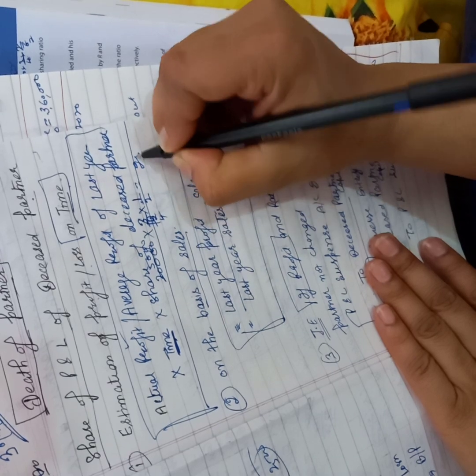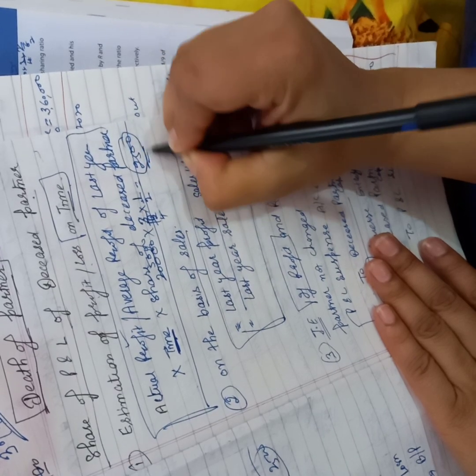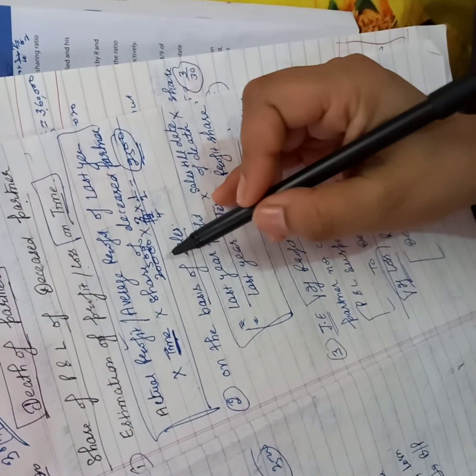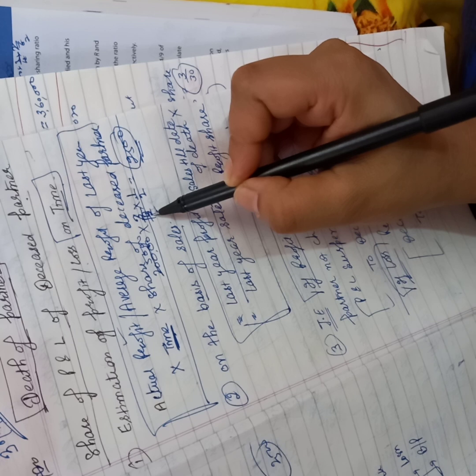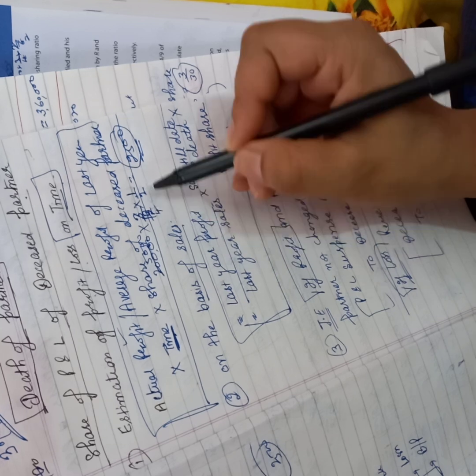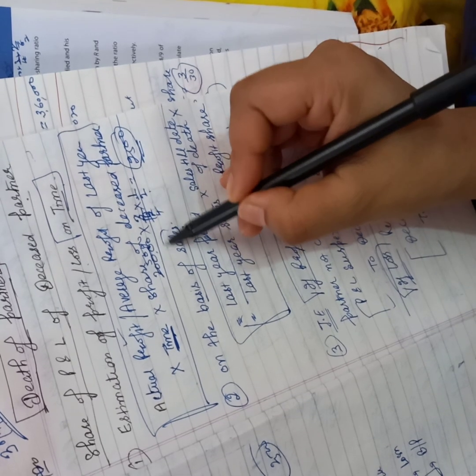Then we can find out his share in profit or loss will be 2500. Total profit into months, means the time factor contributed by the deceased partner in the current year, into his share. Second is on the basis of sales.